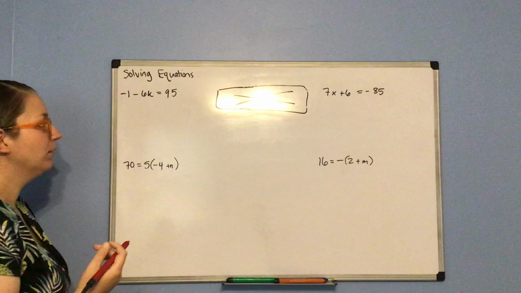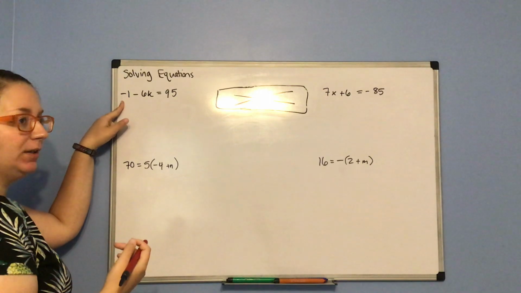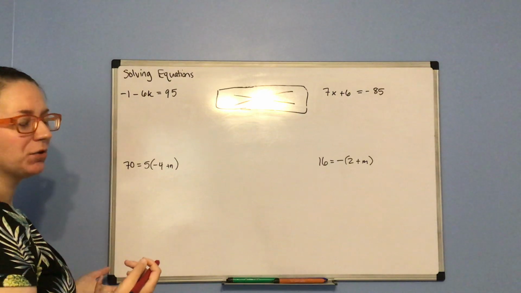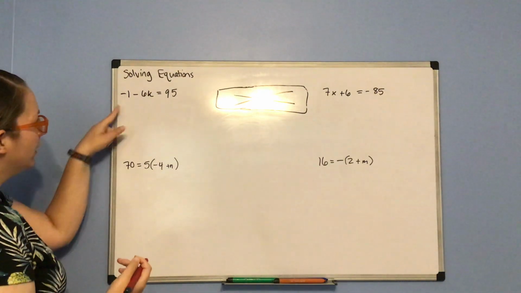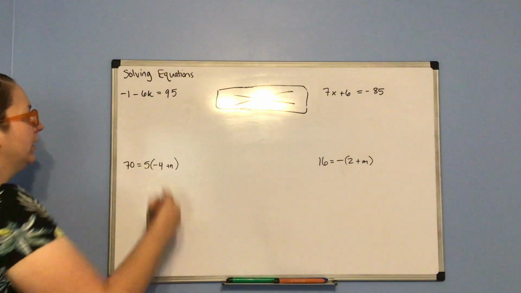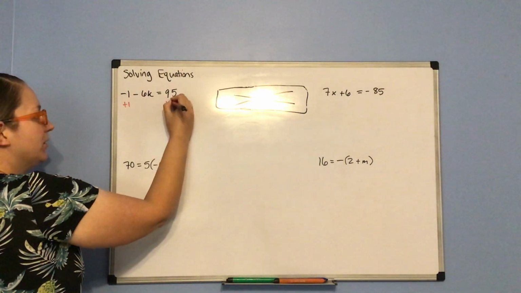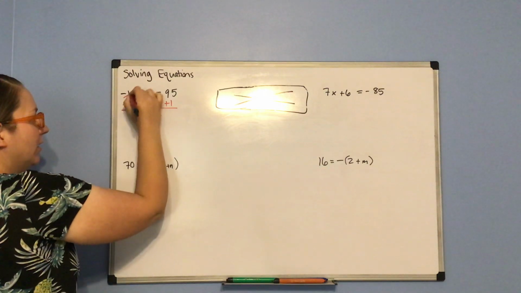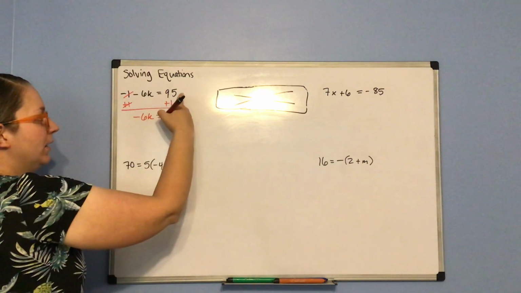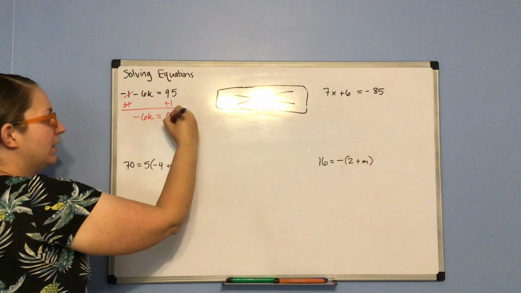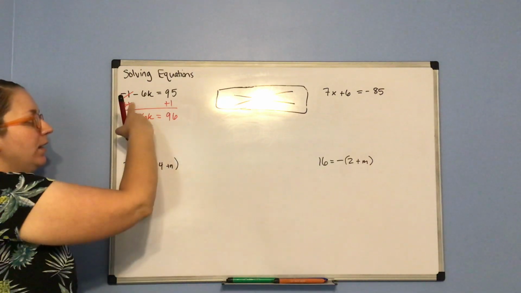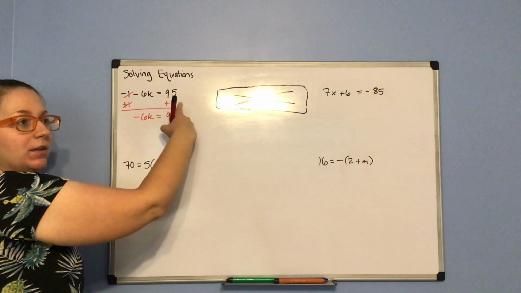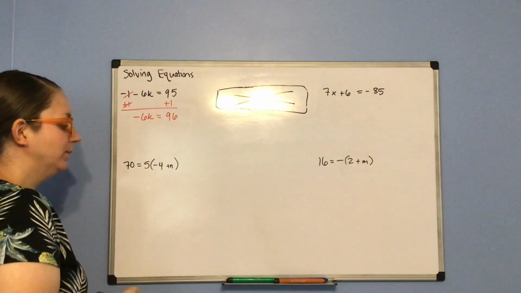So I need to get rid of any addition or subtraction that's happening, and then last but not least, get rid of any multiplying or dividing, which is like backwards order of operations, kind of. So I am subtracting 1. To undo subtracting 1, I add 1 to both sides. That gives me negative 6k here because negative 1 plus 1 cancels. 95 plus 1 on the other side gives me 96. Anything we do to one side of the equation to cancel something out, we have to do that same thing to the other side of the equal sign to keep the equation true.